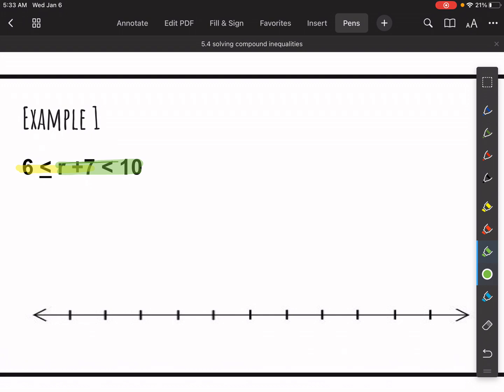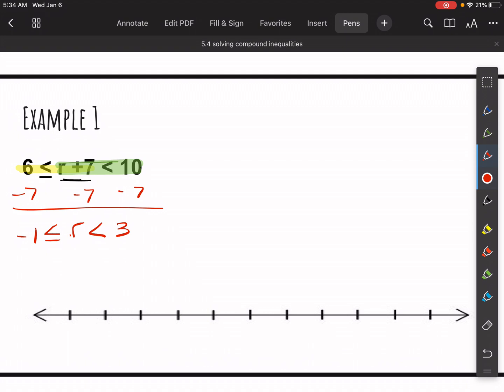It's not too difficult, but it's kind of a weird thing because this r plus 7 applies to both the 10 and the 6. So all I'm going to do is I'm going to subtract 7 from the middle and from both sides of the inequality. Okay, so if I do that, 6 minus 7 is negative 1. Okay, and I'm subtracting 7. Notice I'm not dividing or multiplying by negative 7. Otherwise, I would be flipping some inequalities here. So I have negative 1 is less than or equal to r, which is less than 3.